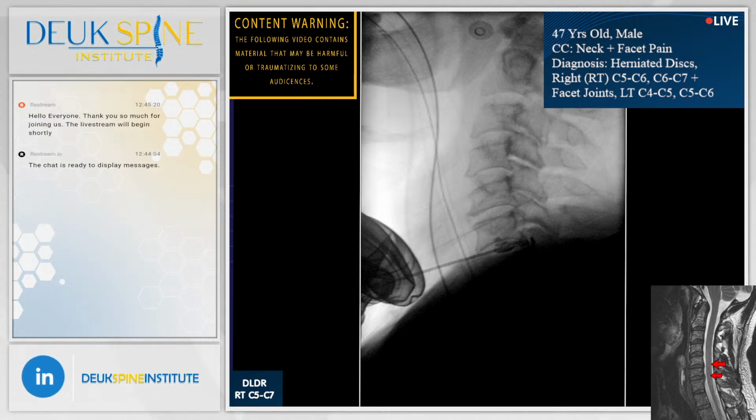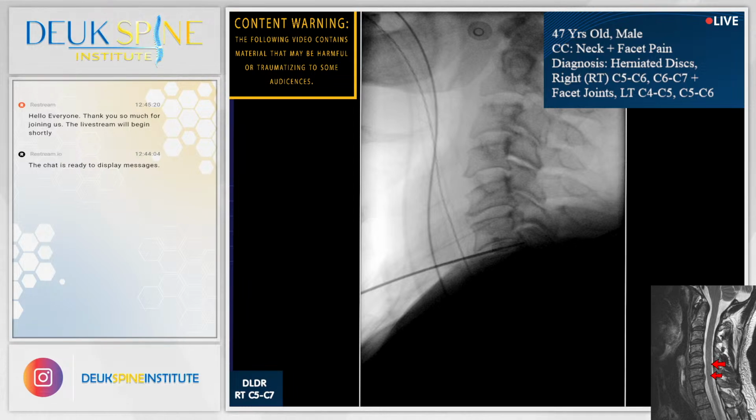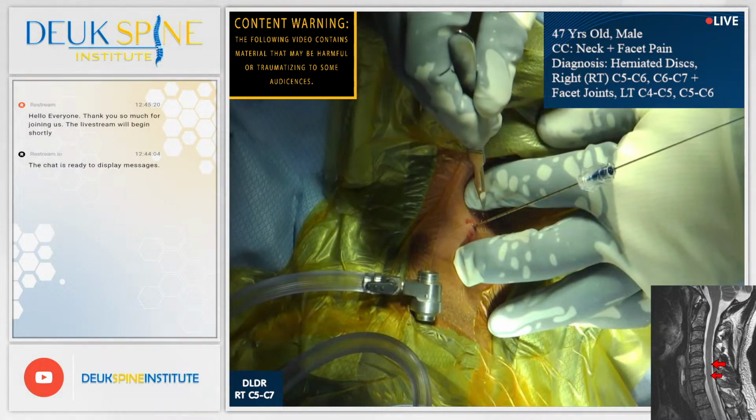Look at the dye leaking out the back of the disc. That's where the problem is. That's where your annular tear is, which is the very beginning of a herniated disc. Annular tear allows the creation of a herniation. Herniation then causes inflammation and sometimes pressure. Compression, we call it. So inflammation and compression. We used to believe that all these symptoms were related to compression of the nerve, but they're actually more related to inflammation.